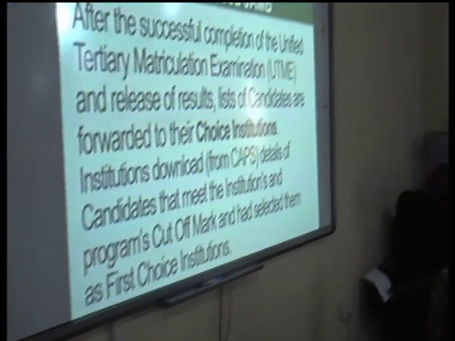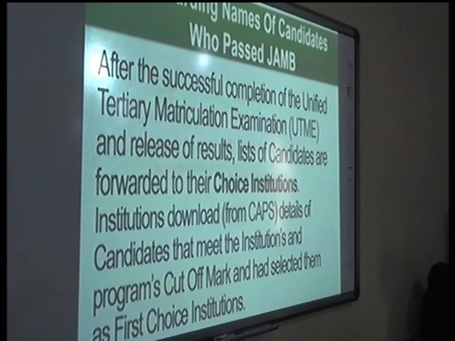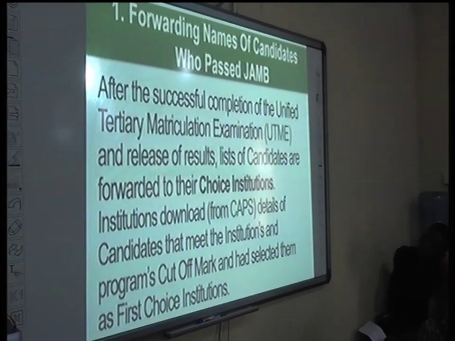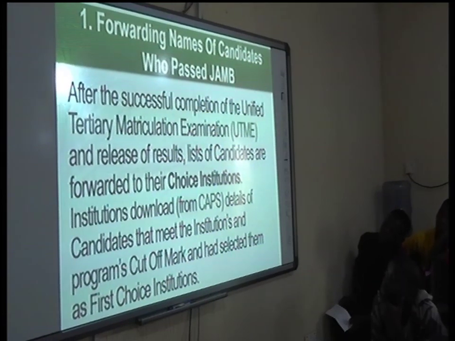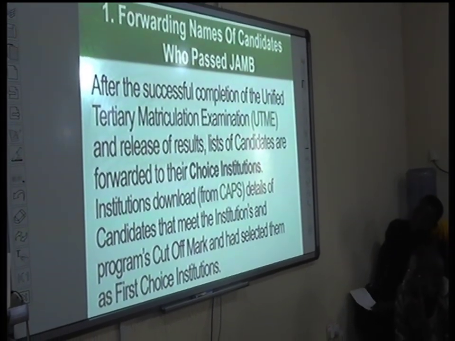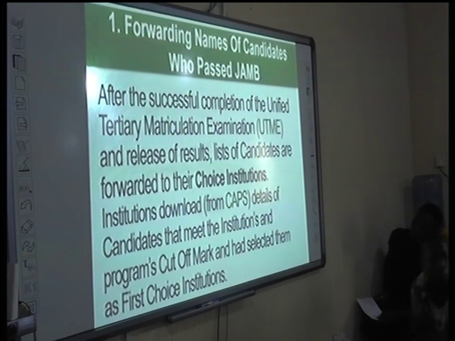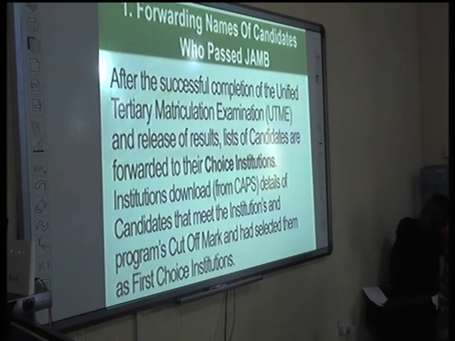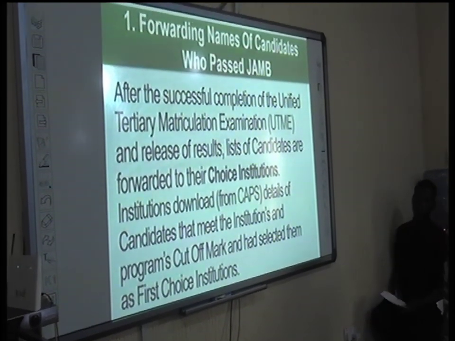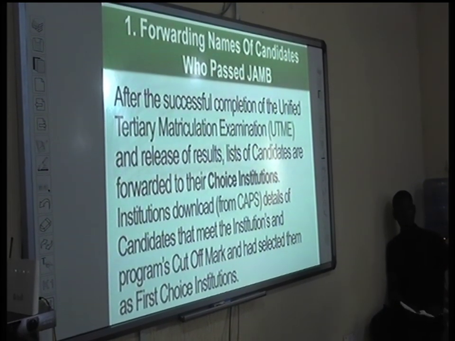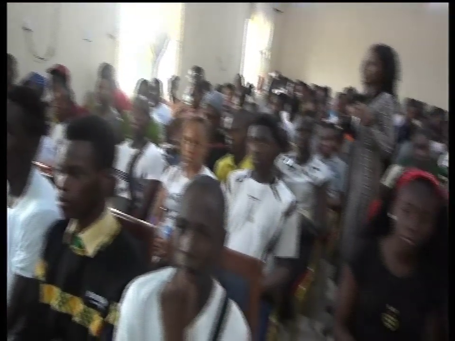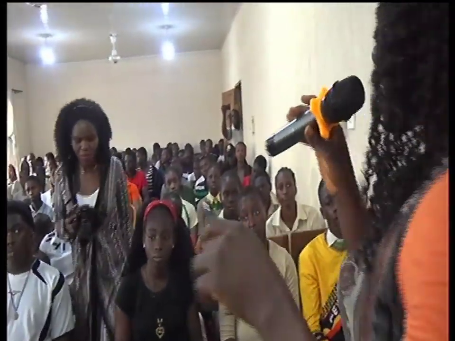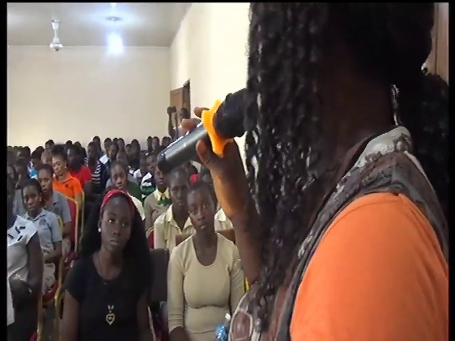This is the first step. Forwarding names of candidates who pass JAMB. Now, for everybody that chooses a particular institution as their first choice of institution, once you are fortunate to pass, your name and your information will be forwarded to your choice of institution. First of all, you need to choose that institution as your first choice, because if you don't choose them, there is no way they will admit you. And this process takes place in CAPS. This is the first step.